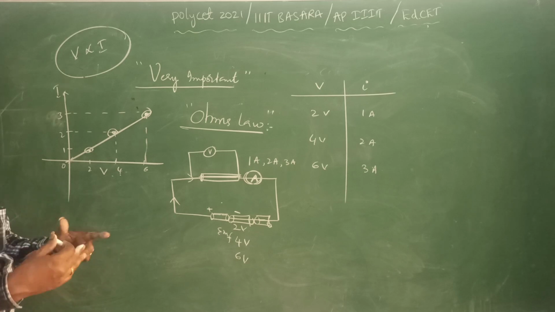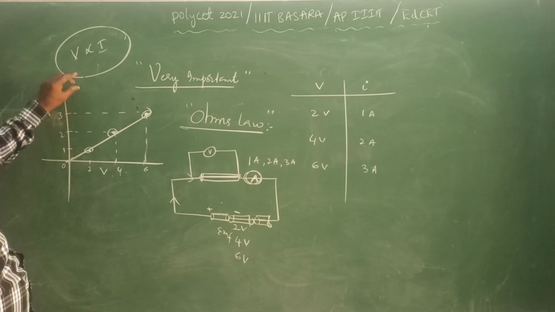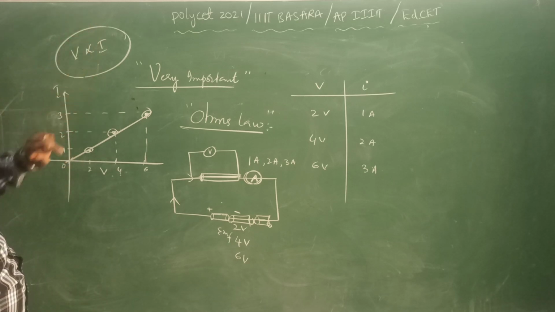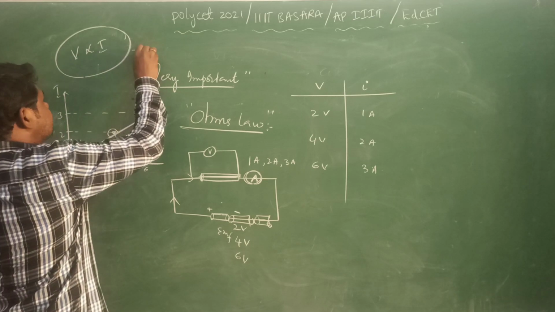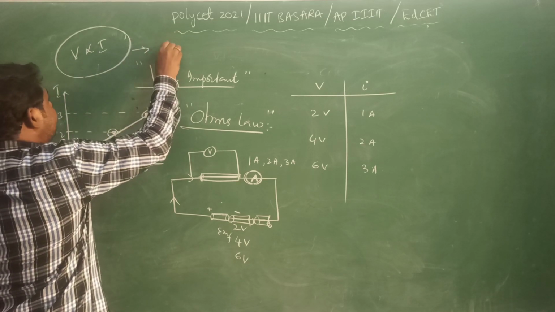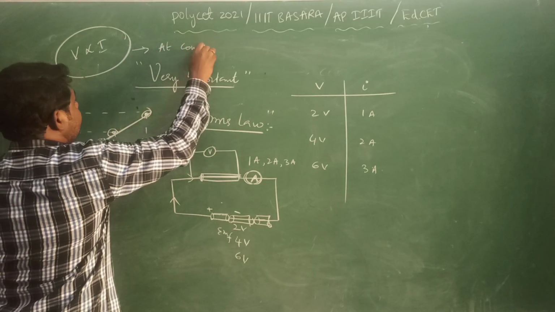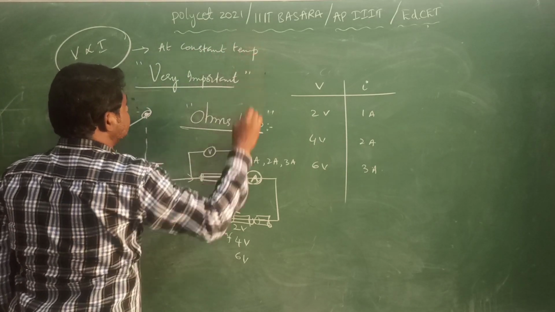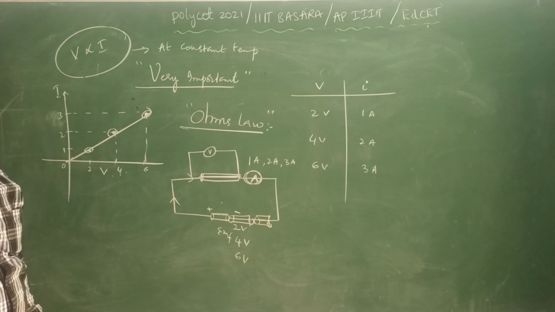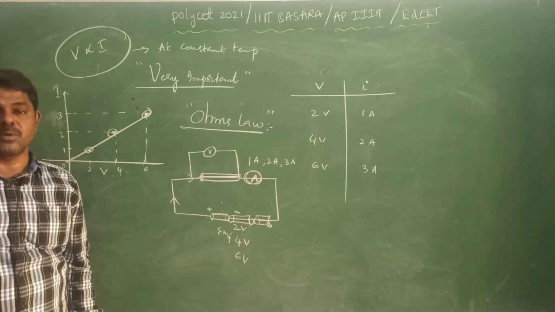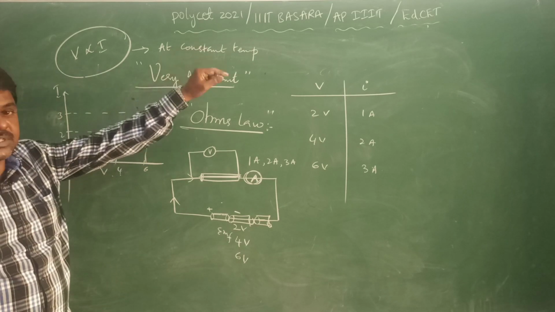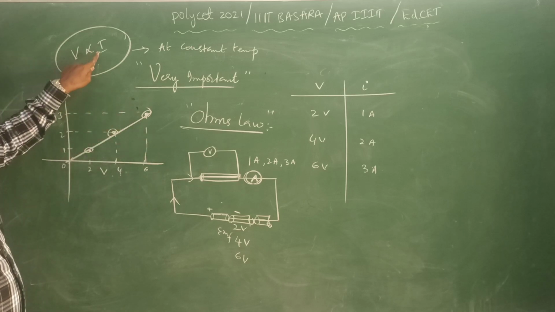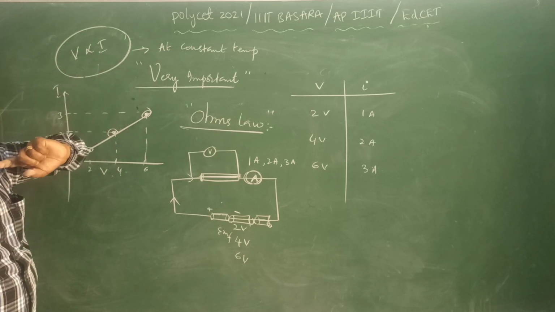One lab activity is also there in the textbook. So V is proportional to I, but one condition should be satisfied here. This should be at constant temperature. Temperature is an important factor which is going to play a role, right? That we are going to discuss later. So V is proportional to I at constant temperature.